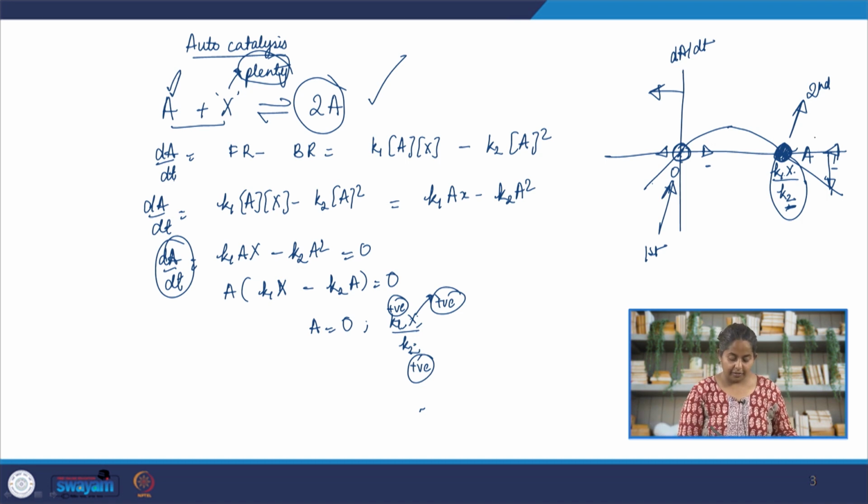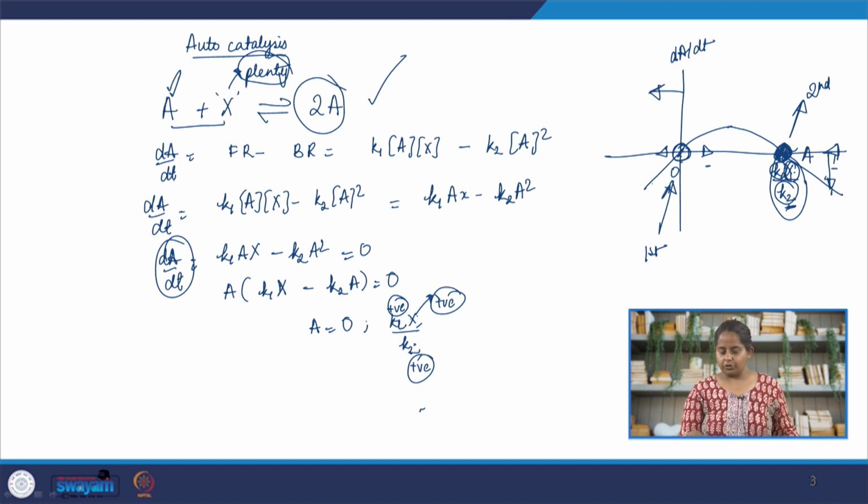How do you make it bigger? If you can change your reaction conditions to increase K1 or to reduce K2, or you can increase the value of X. So, even just by doing this much analysis, you can get an understanding of how to make the production of A more efficient, more productive for you.